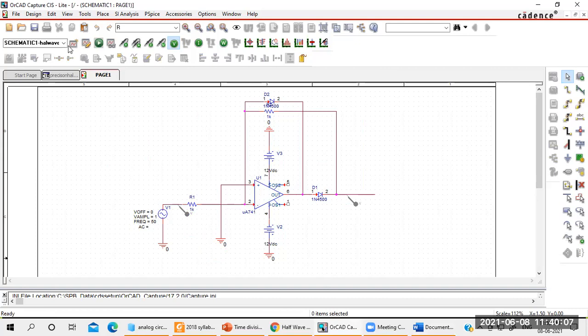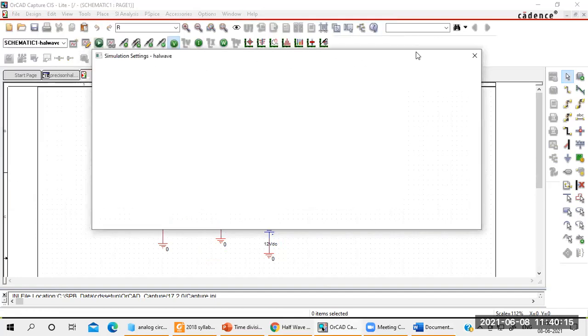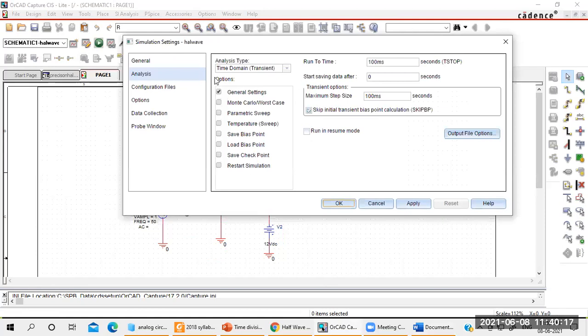New simulation. So here I've taken the simulation for the half wave precision rectifier. First, take the analysis parameters. Analysis type is time domain. Run time is 100 milliseconds. Start saving data after 0 seconds. The maximum step size is 100 milliseconds. You take these parameters for the time domain analysis.